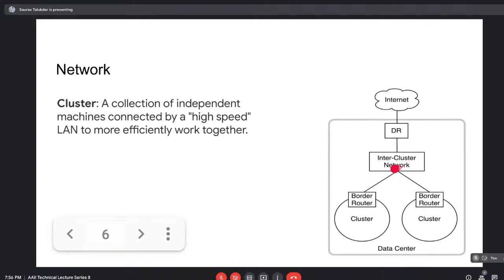This intercluster network is more like a LAN. And then finally, through a router at the data center level, all these computers are eventually connected to the internet. I have not seen any wireless network being used. All of this is pretty much Ethernet based. So that's typically how the networking looks inside a data center.